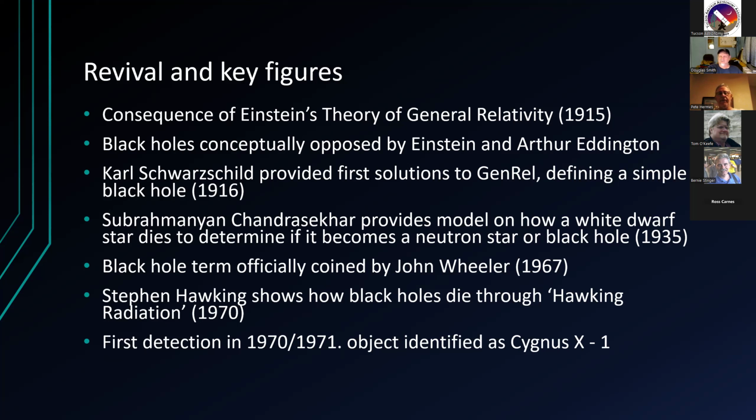We then circle back again, making some minor advancements with the Indian-American astrophysicist Subrahmanyan Chandrasekhar, who is the namesake of the Chandra X-ray Observatory. Chandra provided a model, now known as the Chandrasekhar limit, that describes how a white dwarf star dies to determine if it would become a neutron star or a black hole. Note that it's a bit of a misnomer that white dwarf stars die, but still making progress.